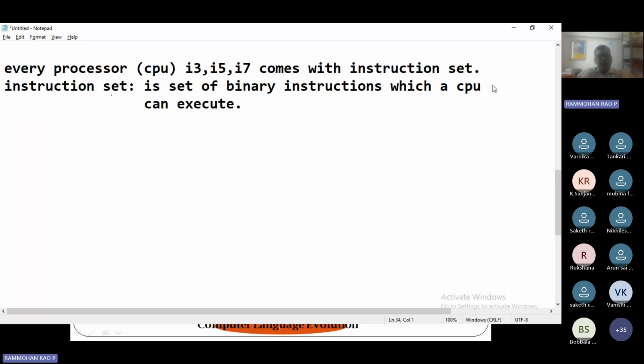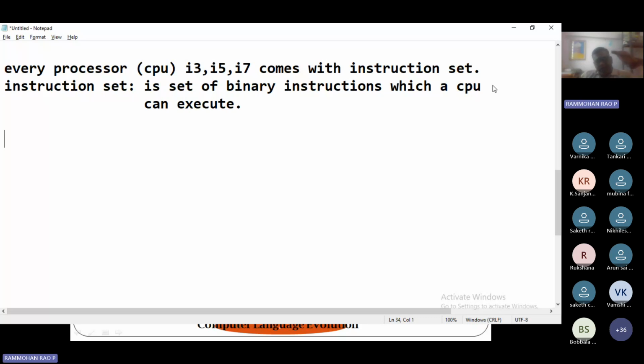Now, for example, I am using an i3 processor. In the i3 processor, let us say there are 50,000 binary instructions. It means the i3 processor can execute only those 50,000 binary instructions. Suppose the i5 processor comes with 60,000 instructions, it means the i5 can only execute those 60,000 instructions. So that set of binary instructions is called the instruction set.